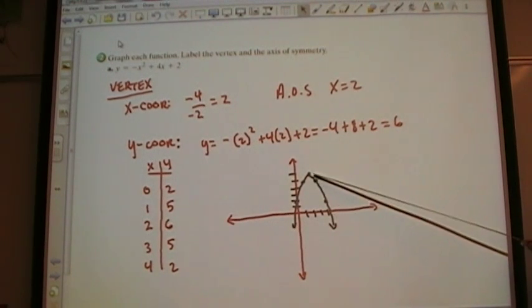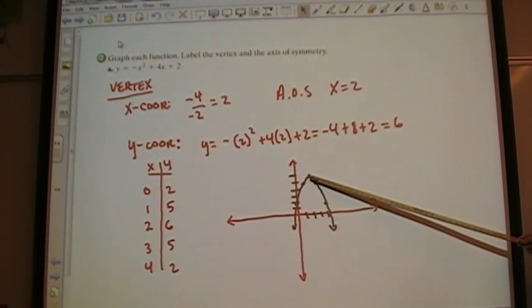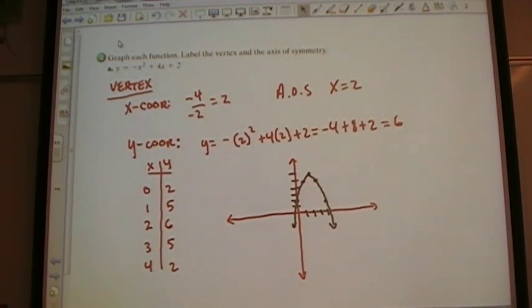So where's your vertex if the graph opens down? It's at the top of the curve, right? So you are looking for a maximum value. Since it's at the top, it has to be the maximum value. If it's opening up, the vertex is at the bottom, so what would you be looking for? Minimum value. Yes. When you plug in 2 from the x, how'd you get 6?